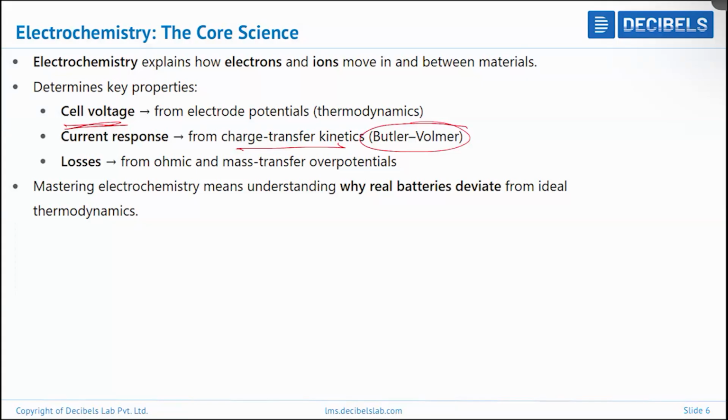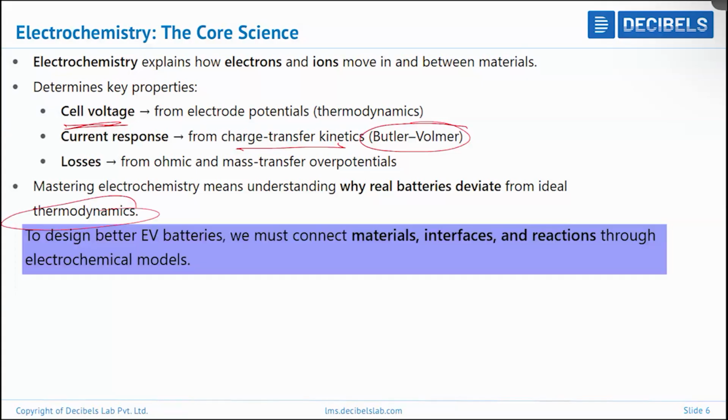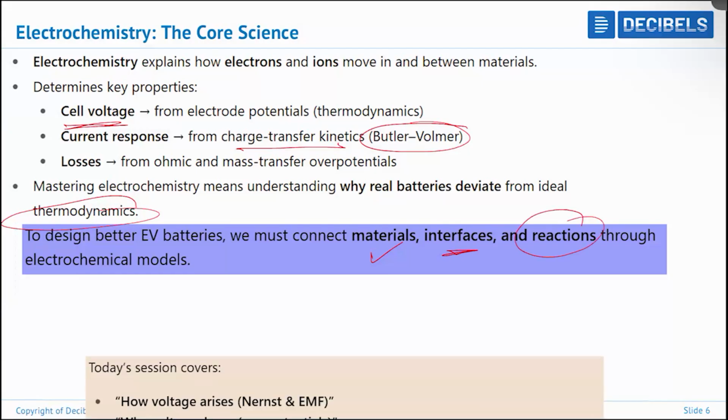So mastering electrochemistry means understanding why real batteries deviate from real thermodynamics. To design better EV batteries, we must connect materials, in the sense of the electrode materials, the anode, which is graphite, and the cathode, if you take LFP or NMC materials, and their interfaces, because they're all sandwiched one above the other: the anode, then we have a separator, and the cathode. The interface chemistry plays a vital role, and the reactions through these electrochemical models.